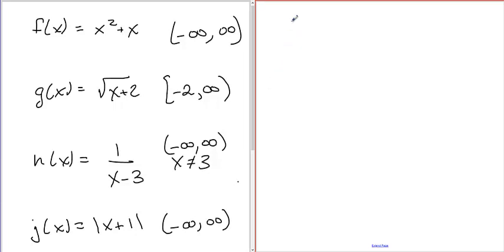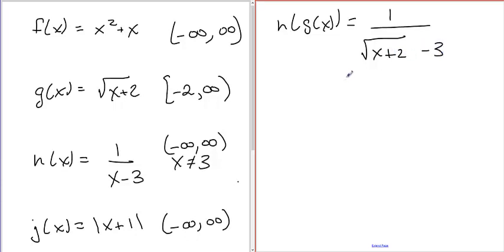Okay, let's look at another case here. Let's say we have h of g of x. So we're going to take g of x and plug it into here. So we'd have 1 over, instead of x minus 3, the square root of x plus 2 minus 3. So are there any circumstances where the denominator goes to 0? So you'd have the square root of x plus 2 minus 3 equals 0. This is the case where this function would not exist.